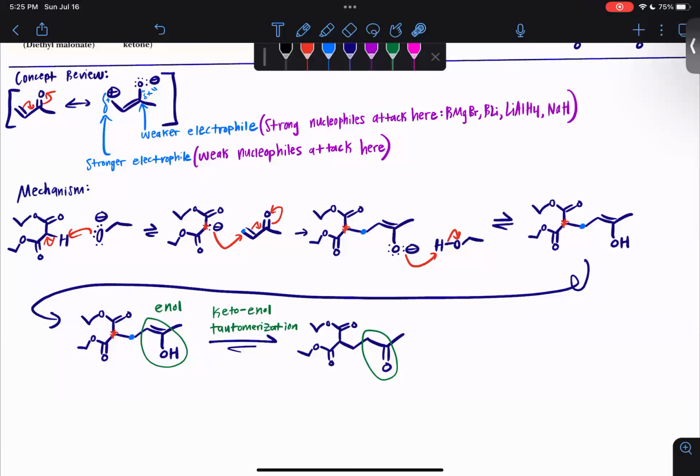For Michael reaction, it's usually with, oh, 1,4 addition. Think of Michael addition as 1,4 addition. And it's always with an alpha beta carbonyl. Yeah, you're right.